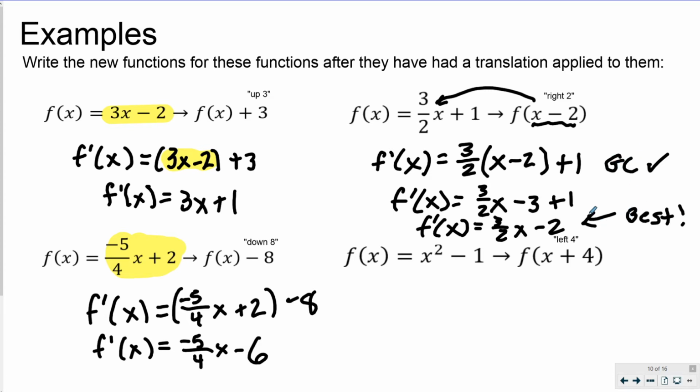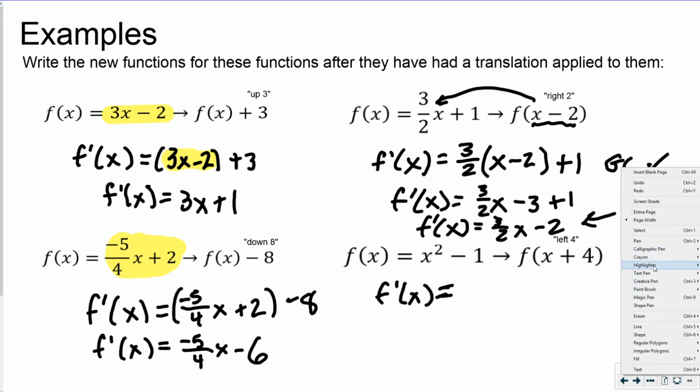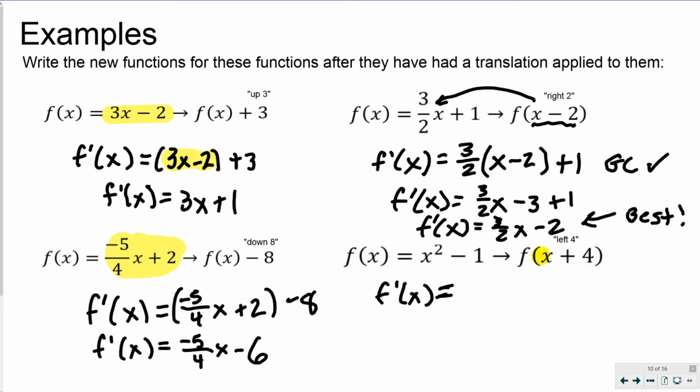So now let's see what happens when I want to translate a function left 4. So if I plug this in, all right, I get f prime of x equals. Now instead of x squared, okay, I'm going to be replacing all of the x with this. So x plus 4 is going in here. So I'm going to put in parentheses, x plus 4 squared minus 1.